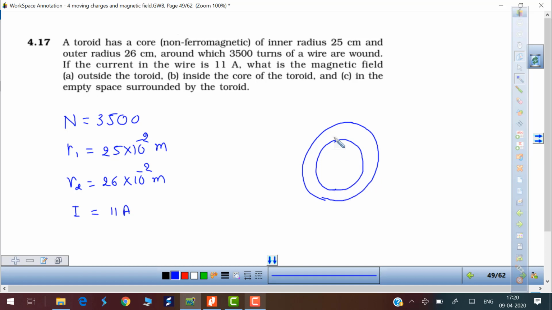So for a toroid, we know the magnetic field here is 0, here also 0. Here also 0, here also 0. We discuss this in the theory part also.